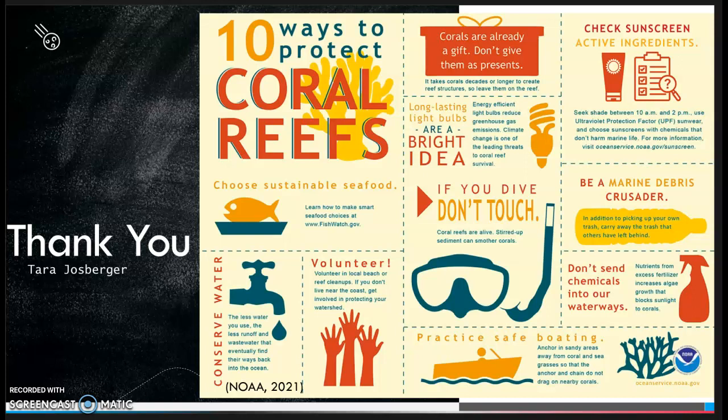And through education, I think that's a really big one too, is educating ourselves on what is going on in the coral reefs, what we can do to save them, and how to make conscious decisions in our daily life.